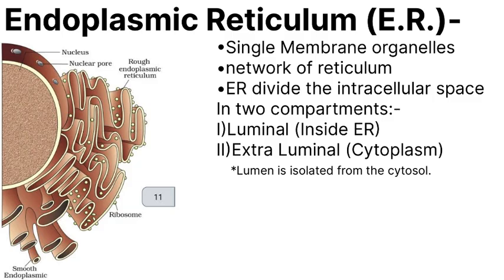It is visible under the electron microscope because of its branched and network-like structure, which occupies a huge part of the cell, almost 30 to 40% of its volume. It's a huge portion, isn't it? Now you know why it is important for cell functions. It gives the cell definite mechanical support and many such things. We'll discuss them later on. This ER divides the intracellular space into two main compartments: luminal, which is inside the ER, and extraluminal, which is the cytoplasm.